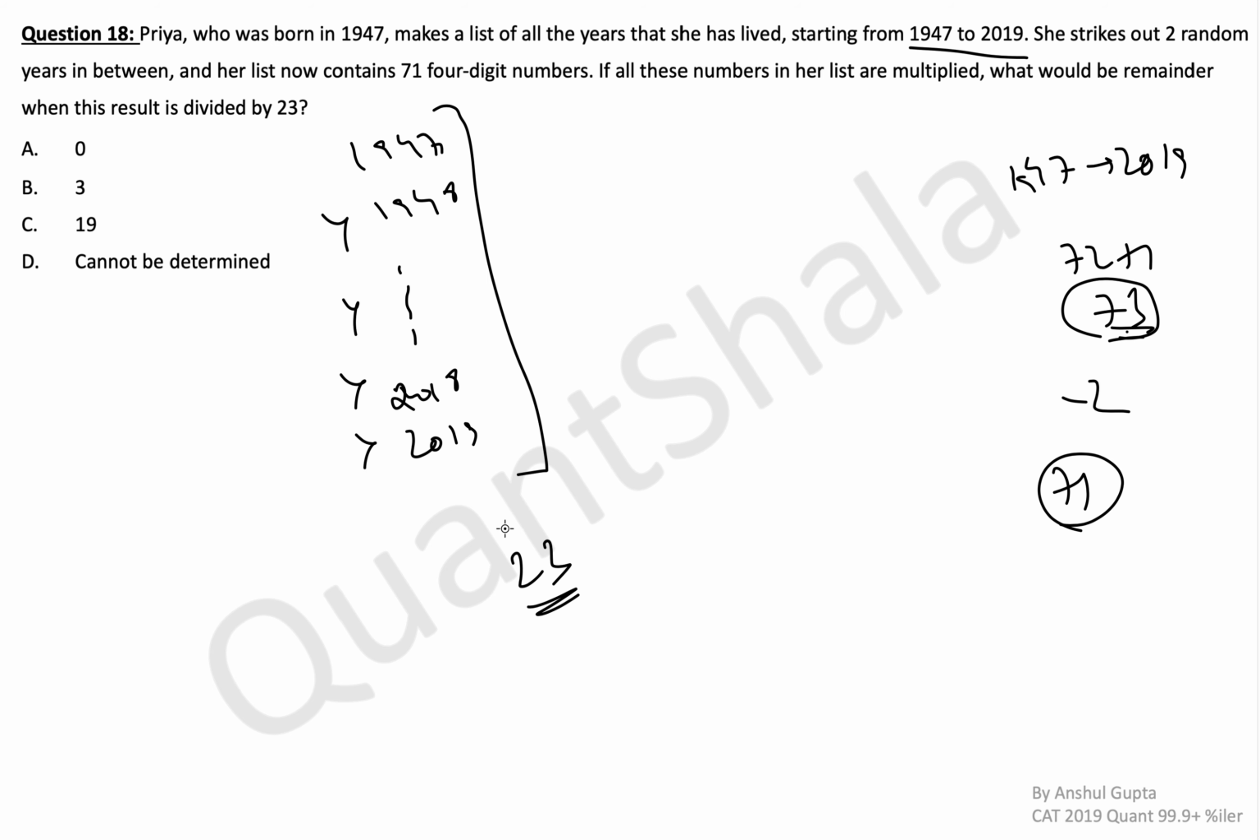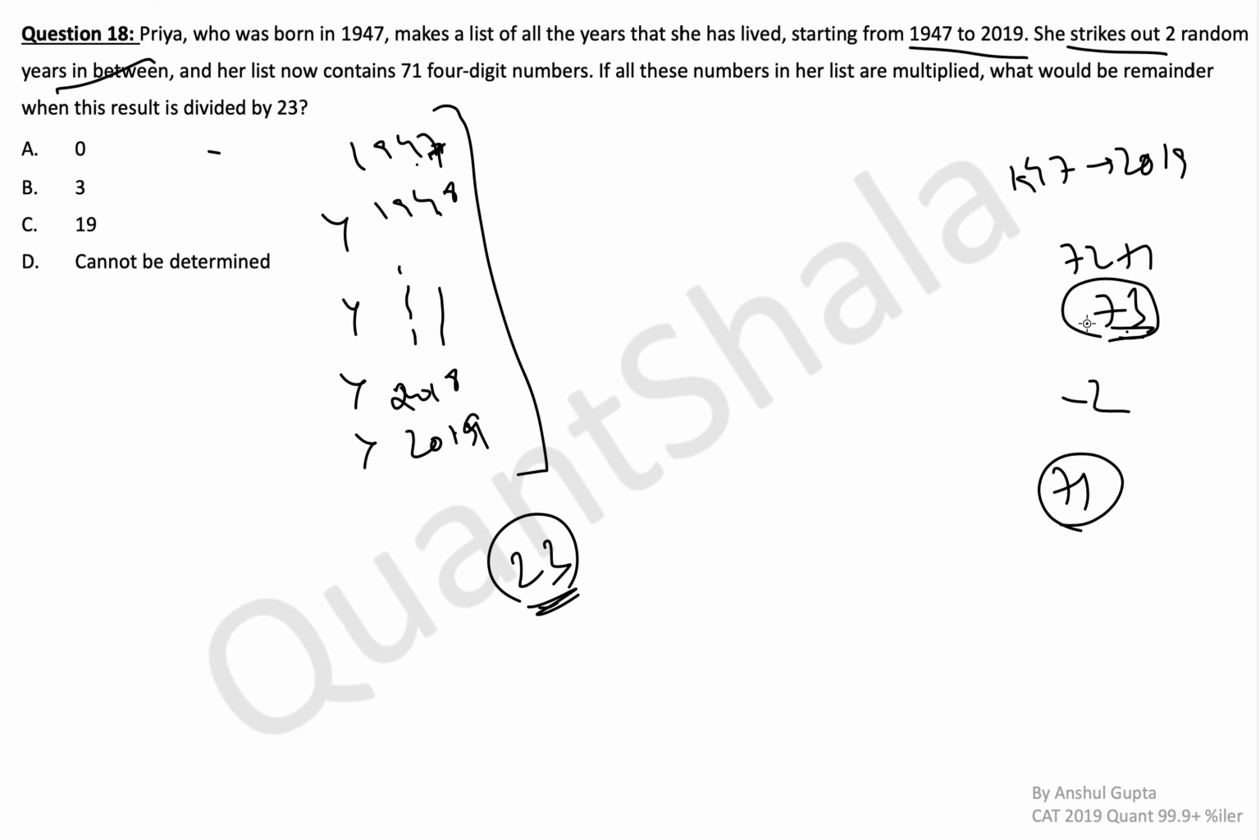Such questions always try to find a number which is divisible by 23. There will be at least one number between 1947 and 2019 which is divisible by 23. But what if that number is struck out? Because she is striking out 2 numbers also. She strikes out 2 random numbers. Okay, so how do you solve it?